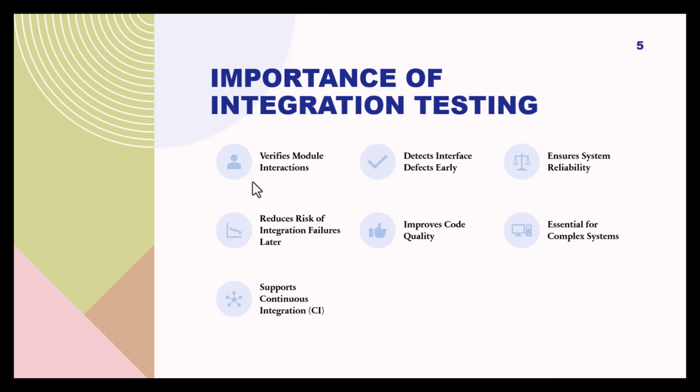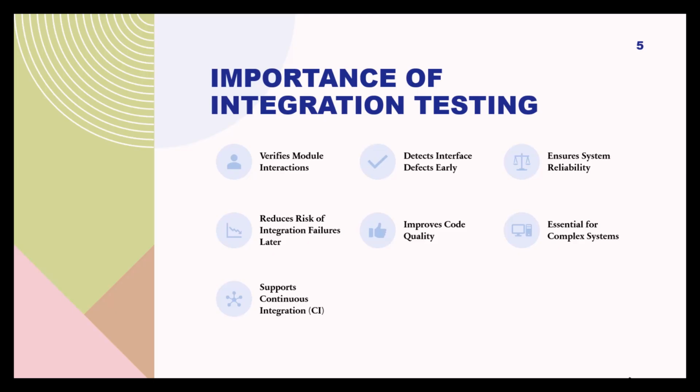Now we'll discuss the importance of integration testing, meaning why we are doing integration testing. We do integration testing because it verifies module interaction. Its meaning is that we are verifying and confirming that the interaction between two modules is happening correctly or not: whether the two modules are communicating with each other, exchanging data, and handling each other's responses. Here we consider both failure and success cases.